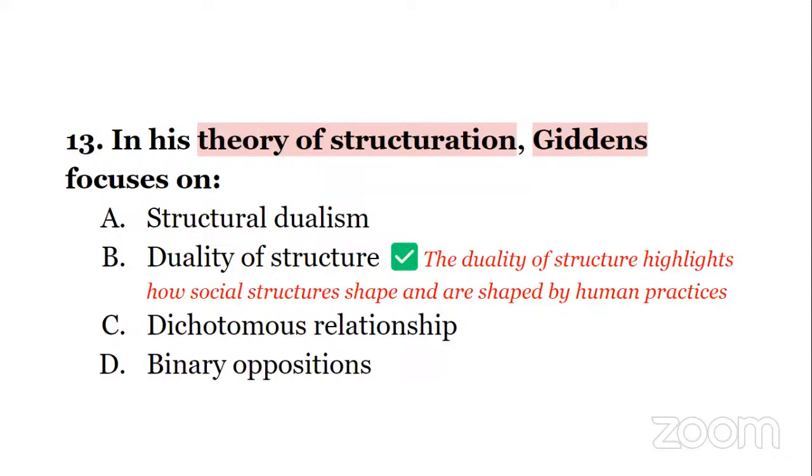Okay, in the theory of structuration, Giddens focuses on the duality of structure. Duality of structure means how social structures shape and are shaped by human practices. So it is like a two-way process. The social structure shapes human practices, or the way in which people behave in a society, and also these human practices, in return, influence the social structures. So it is like a give and take process. That is the duality of structure.